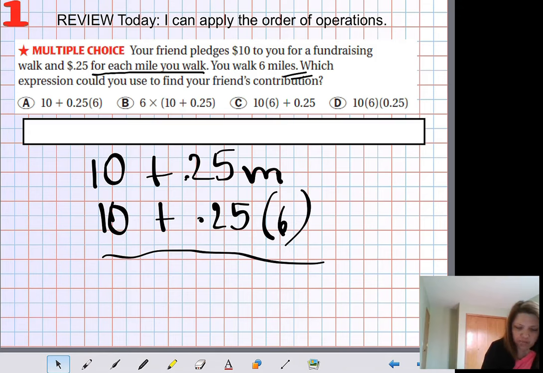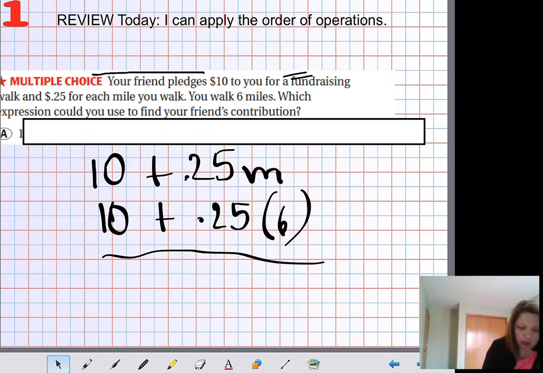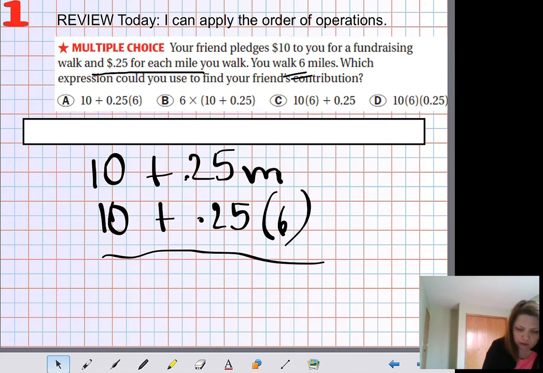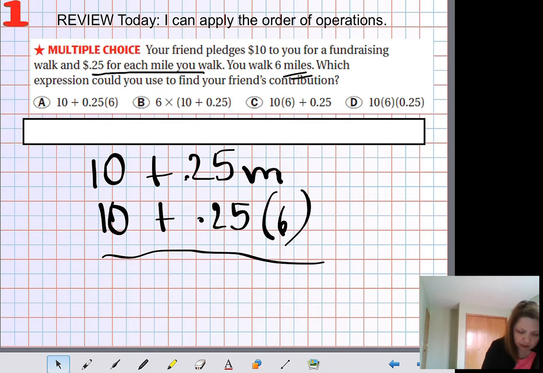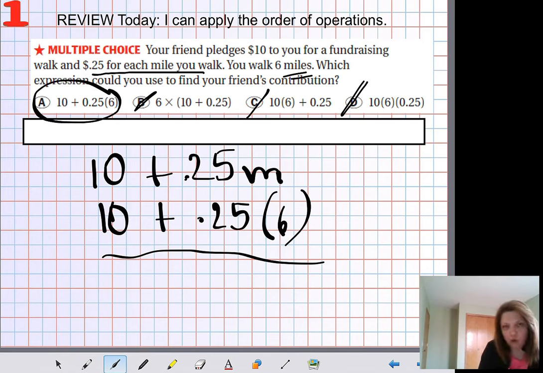Obviously, B won't be a good option. Sorry, I should have changed the pen. So B won't be a good option. D also is not a good option, because we can't multiply all those, right? You get one time $10, and then you have 25 cents times 6 miles. So it's not $10 times 6 miles as well. Only A will be the right choice for this particular example.